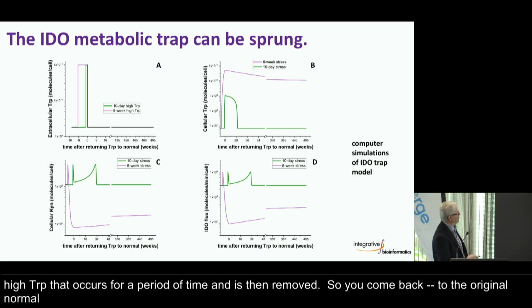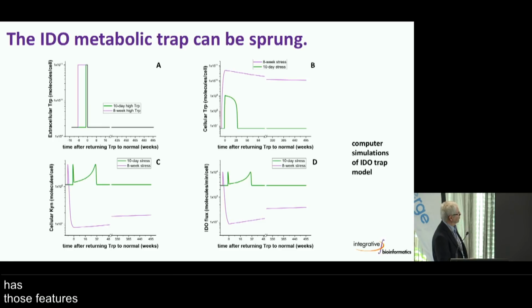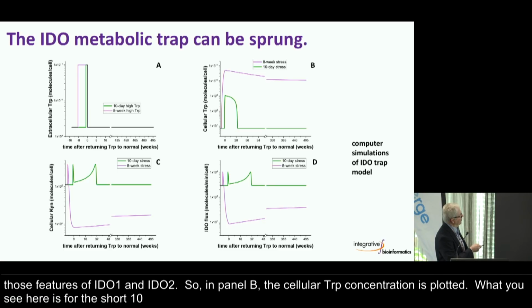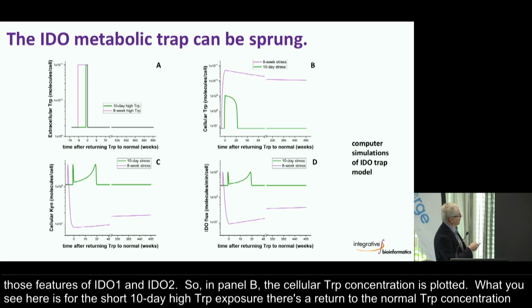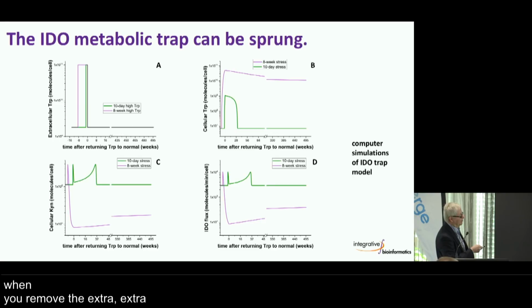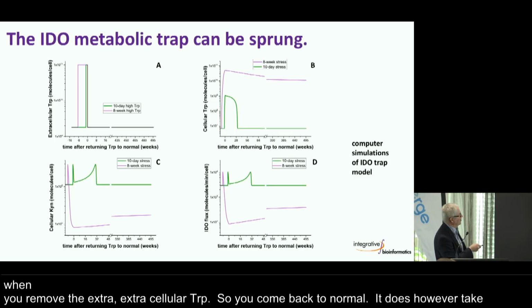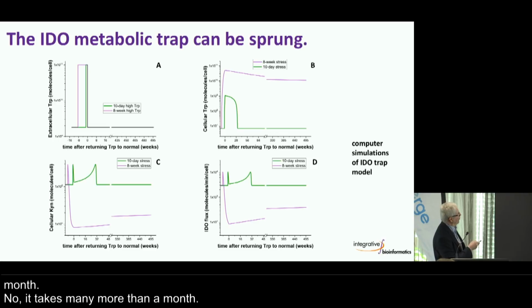And now we're going to watch what happens in the simulated cell that has those features of IDO1 and IDO2. And so on panel B, the cellular tryptophan concentration is plotted. And what you see here is that for the short 10-day high trip exposure, there is a return to the normal tryptophan concentration when you remove the extracellular tryptophan. And so you come back to normal. It does, however, take a month. No, it takes many more than a month. It takes a long time to come back to normal. And for the longer exposure, 8 weeks, you do not come back to normal. You remain at this very elevated level of tryptophan.